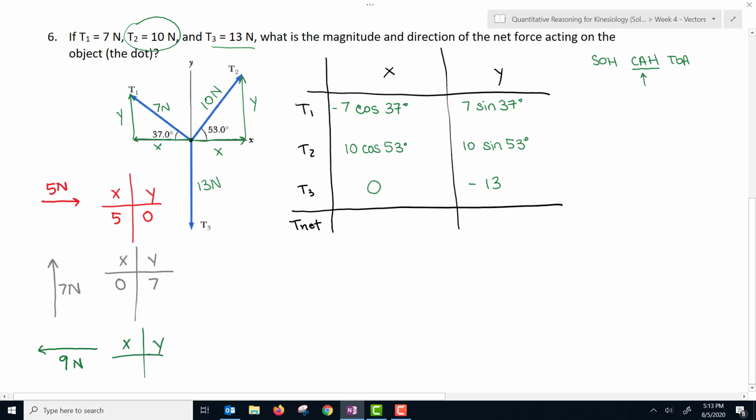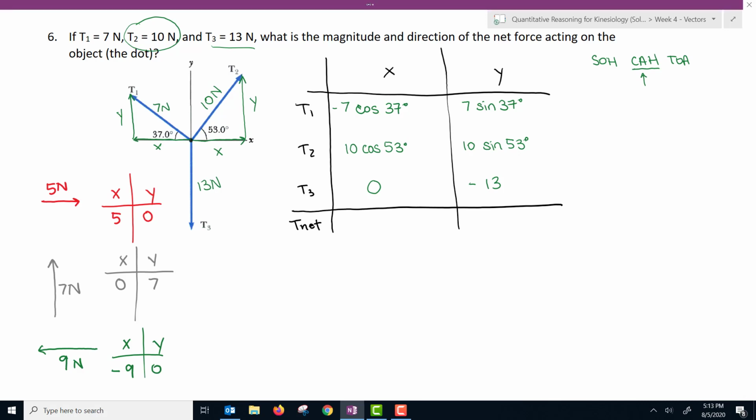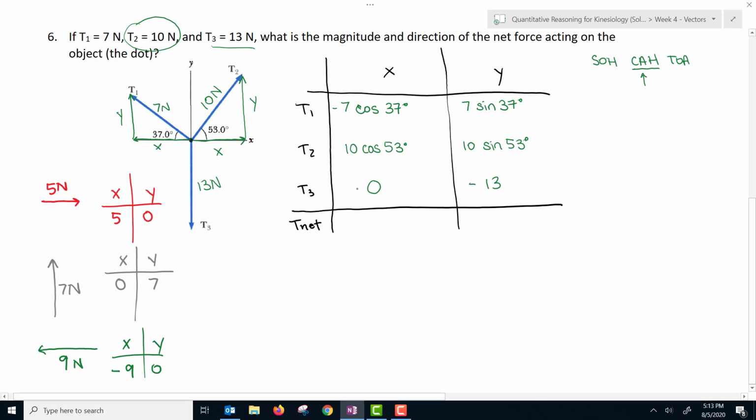The x component, it's pointing to the left, 9 newtons, so the x component would be negative 9, and the y component would be 0. Okay, so if a vector is pointing only vertically or horizontally, it will just have an x or a y component. The other component would be 0. So now we're going to add all of these vectors together, all of these components, so that we can find the x component for the net force and the y component for the net force.